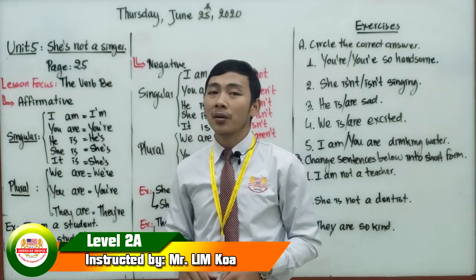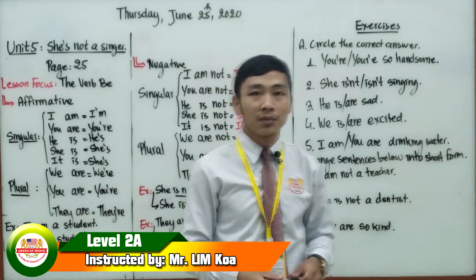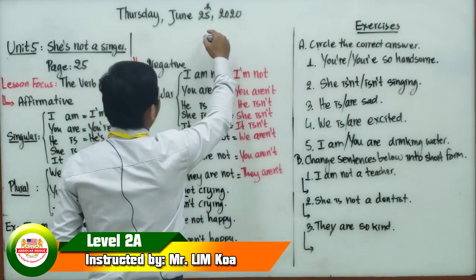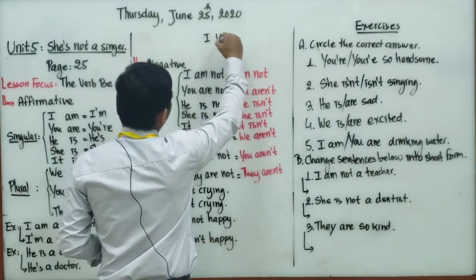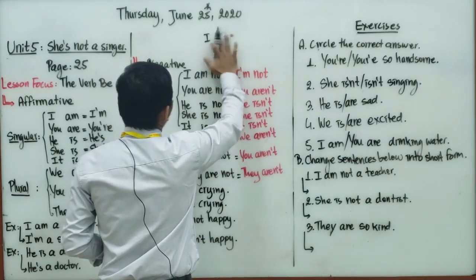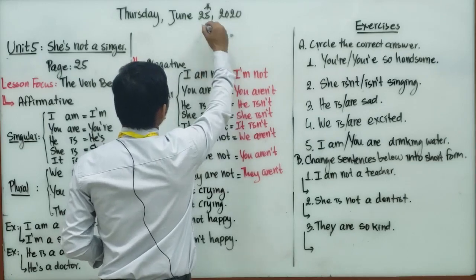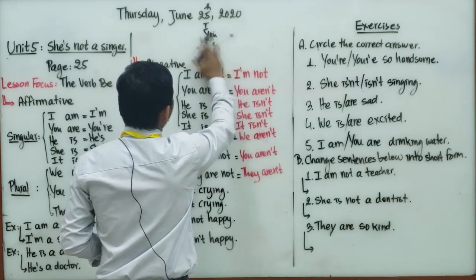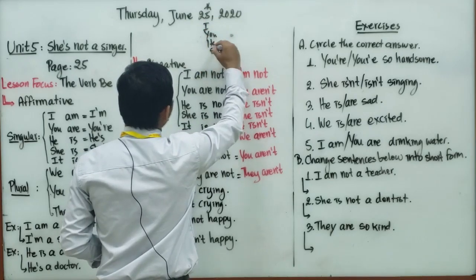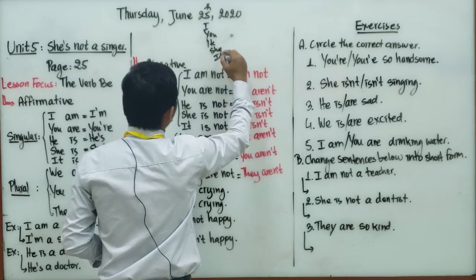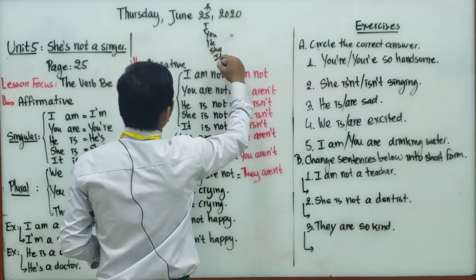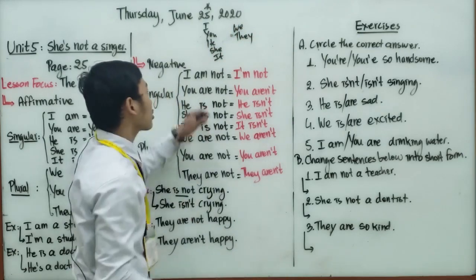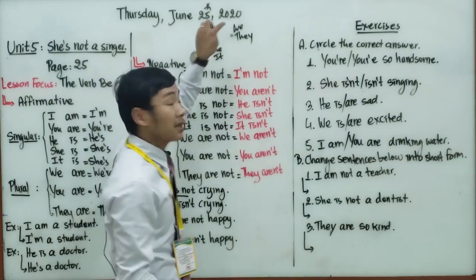In order to know how to use them, you need to know about the subjects. How many subject pronouns are there in English? There are 7, right? What are they? I, you, he, she, it, we, they. Okay, so how many? There are 7, right? 1, 2, 3, 4, 5, 6, 7.